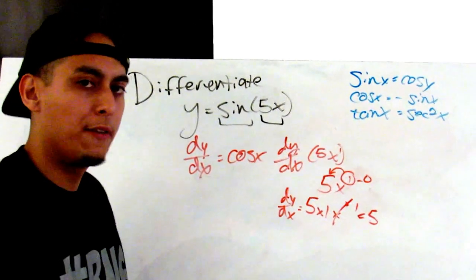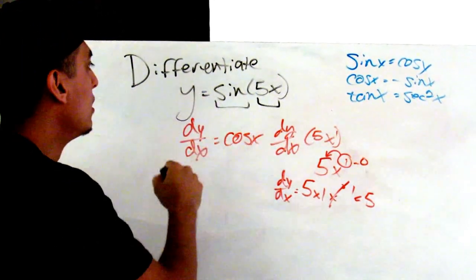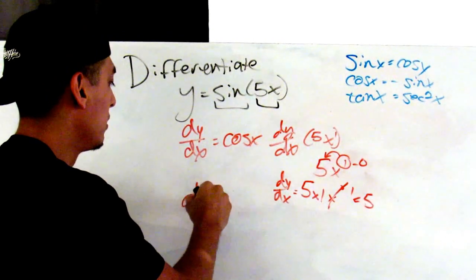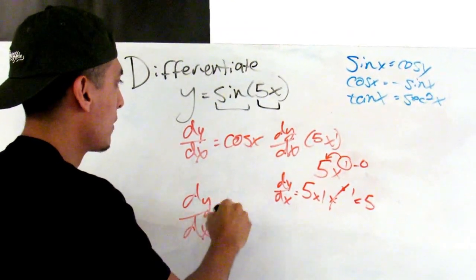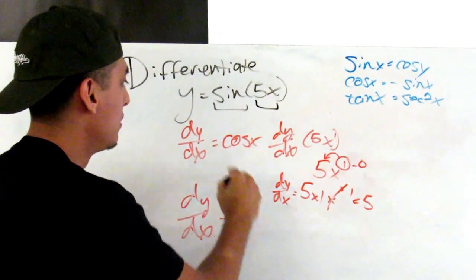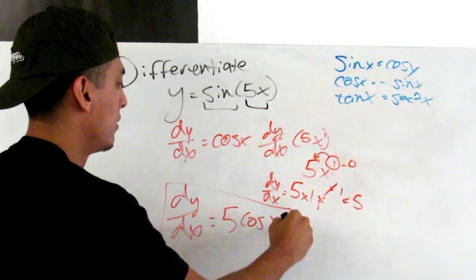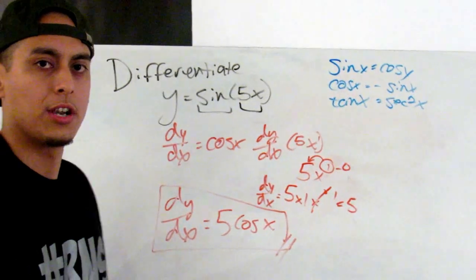And then now we're going to put everything together, we're going to solve our problem. So the derivative of sine of 5x is equal to 5 cosine of x. And that's your answer.